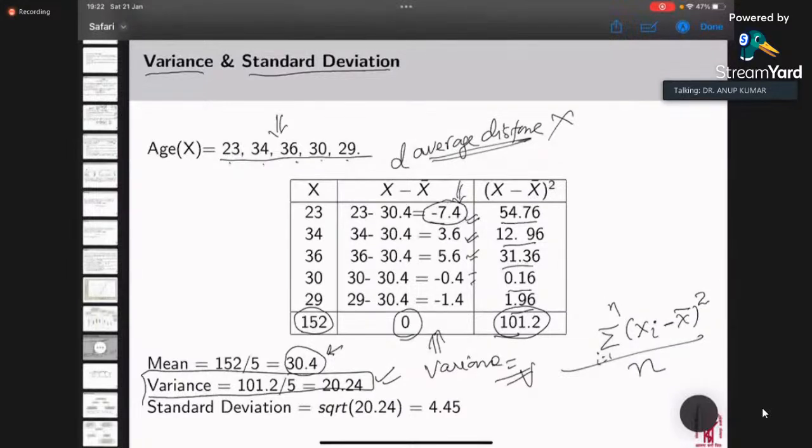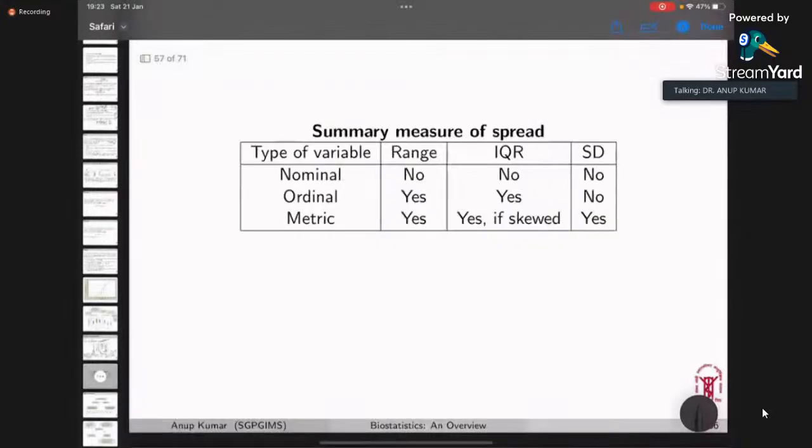Since you squared it, you have to take the square root of it. Again, you take the square root of 20.24, and it will give you 4.45. This is nothing but the standard deviation. So this is the relationship between variance and standard deviation.